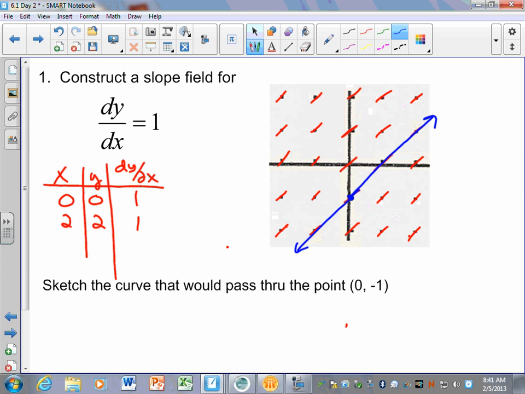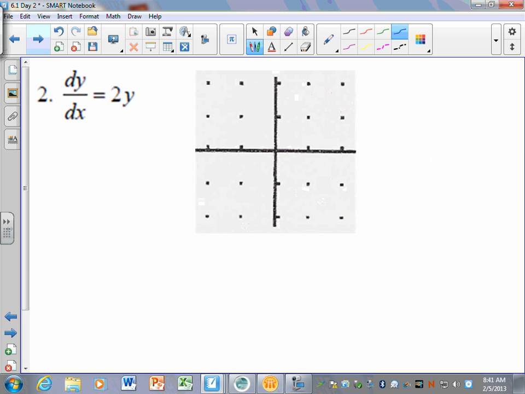I think we should do a harder one. Yes? Wait, so we always have to draw in all those little... For every point that's on this graph, you're going to draw a slope in, which is so much fun.